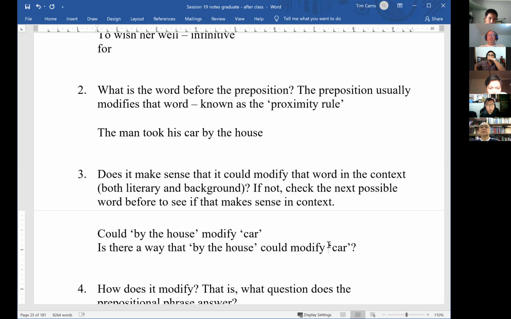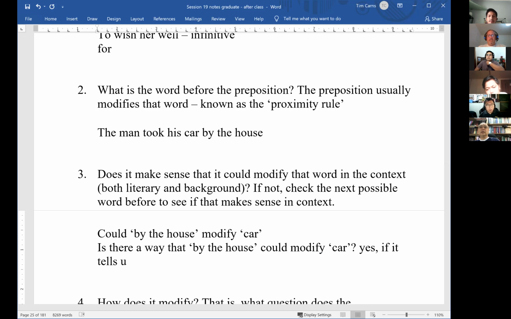Jason, you got any ideas? Or Robbie, were you going to answer? If it points to a location, I think it could. If it tells us which house, right? Which house. The house, or the car, sorry. If it tells us which car. Right, the car by the house. So it's that car, the car by the house.